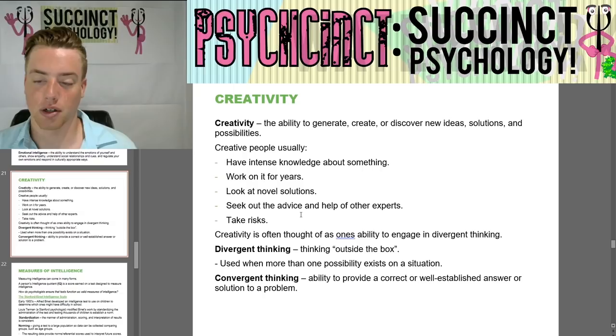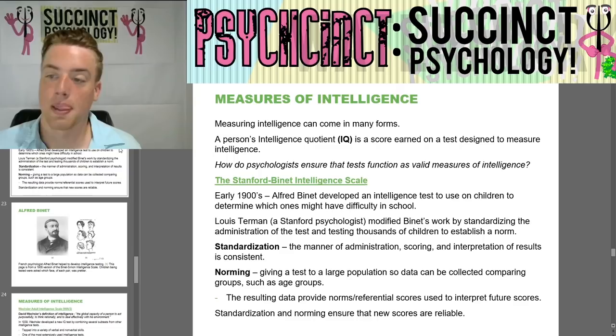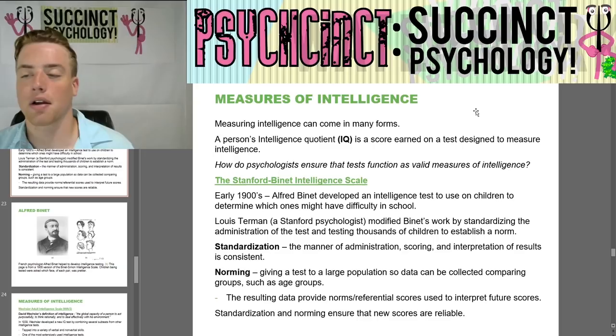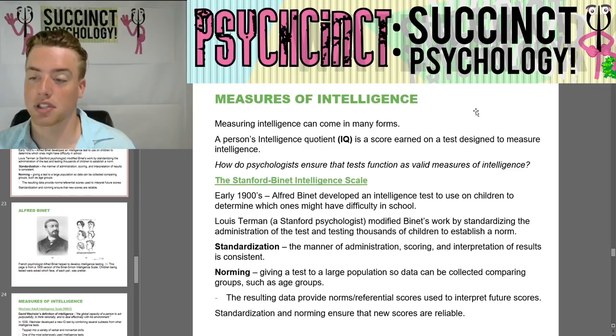So, measures of intelligence. Measuring intelligence can come in many forms. A person's intelligence quotient, or IQ, is a score earned on a test designed to measure intelligence. So how do psychologists ensure that tests function as valid measures of intelligence? So we have the Stanford-Binet intelligence scale.